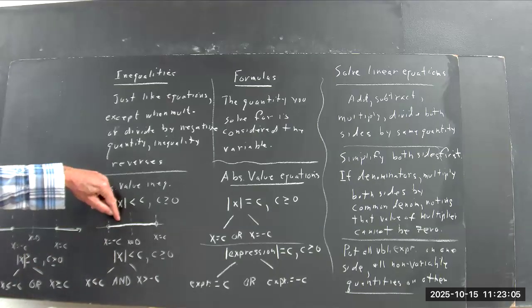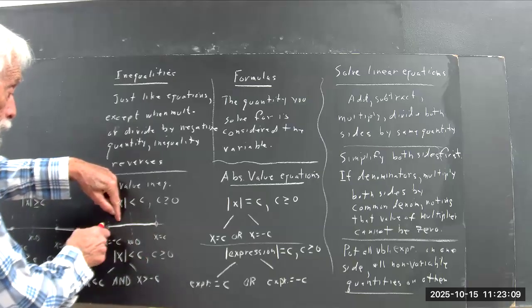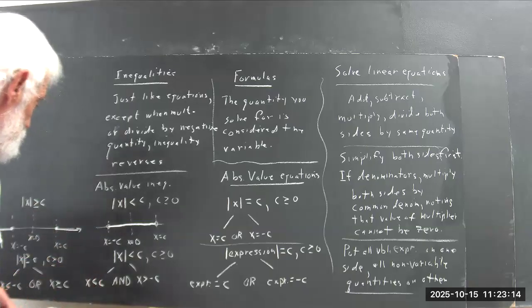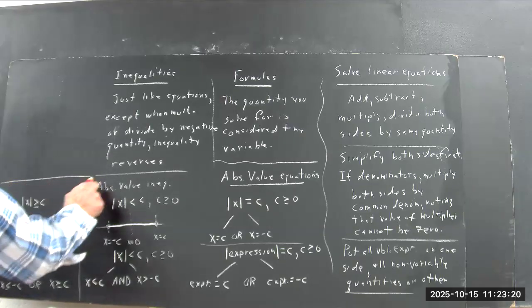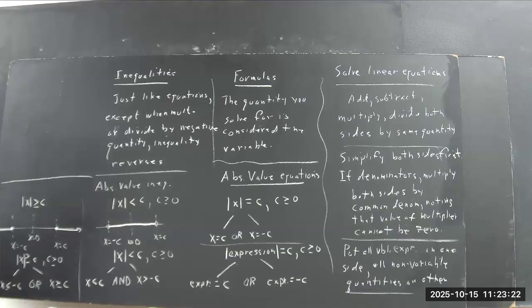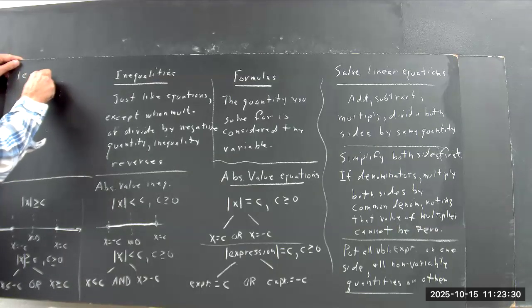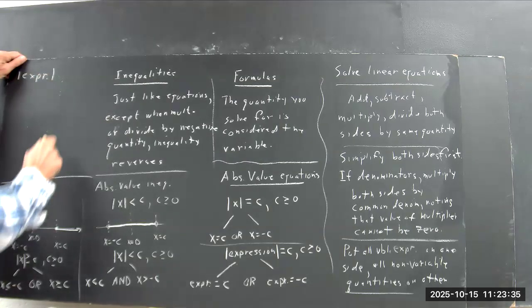Okay? x can't be here as well as here. But x can be less than C, this x here, where my finger is, less than C, and it's greater than negative C. And over here, again, can't be both, it's or. Now this extends very simply, naturally. I'm abbreviating the word expression, EXPR.